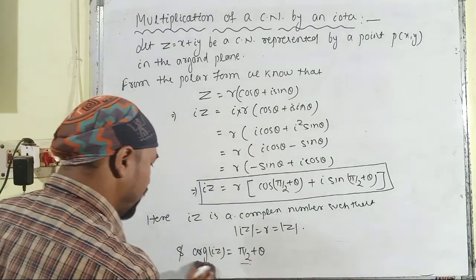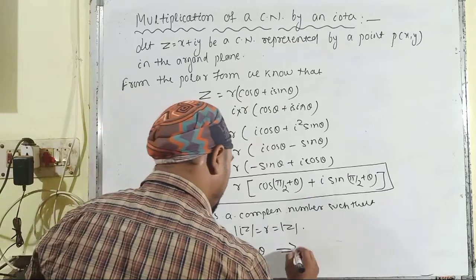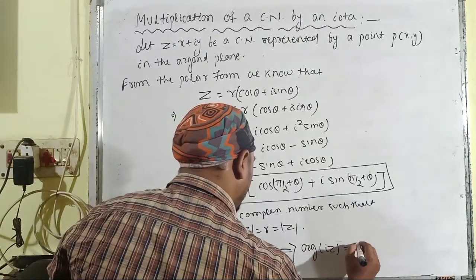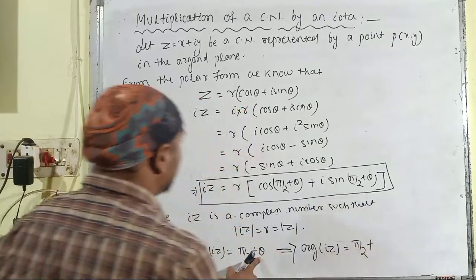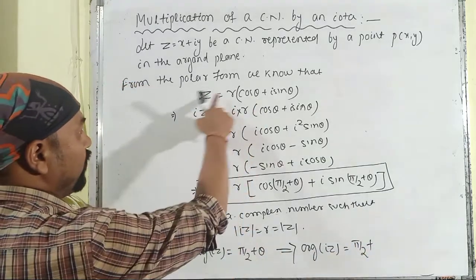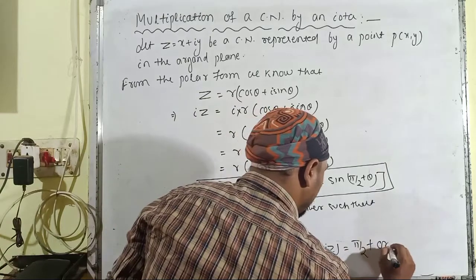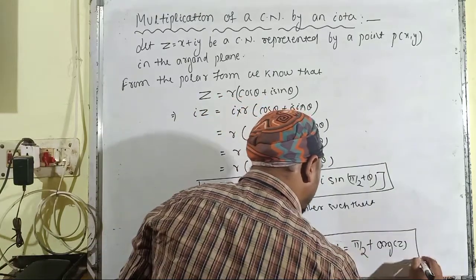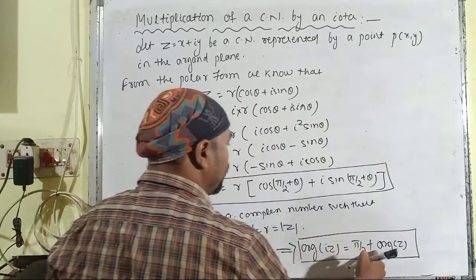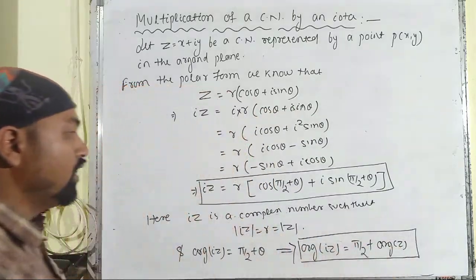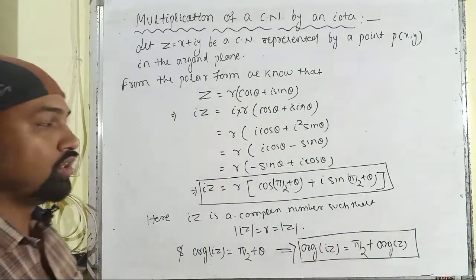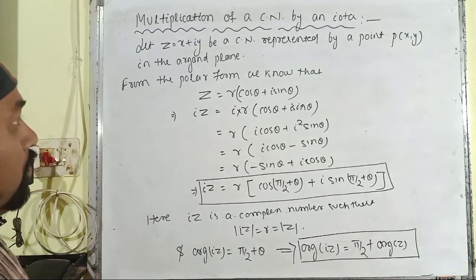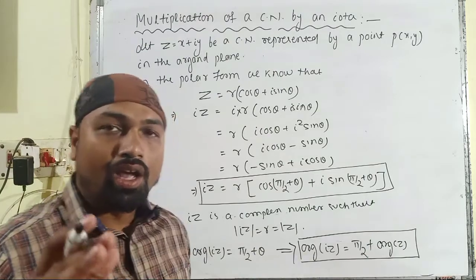Okay, let us write down here. Argument of iz is equal to pi by 2 plus theta, where theta is the argument of z. So in place of argument of iz, we can also write pi by 2 plus argument of z. So these are the two important notes we have derived from the topic of multiplication of a complex number by iota.